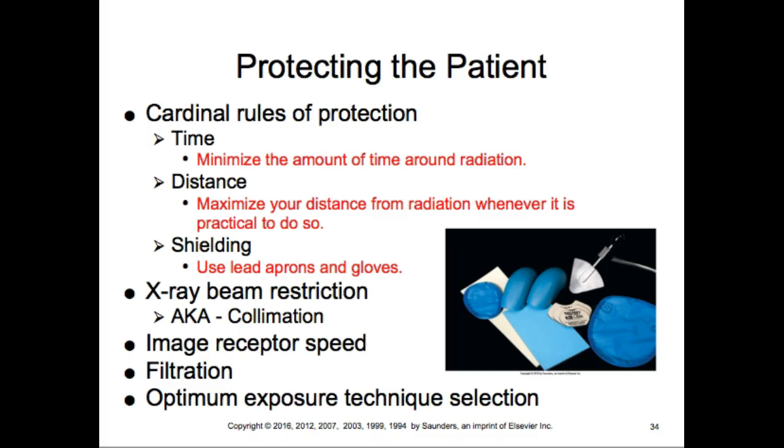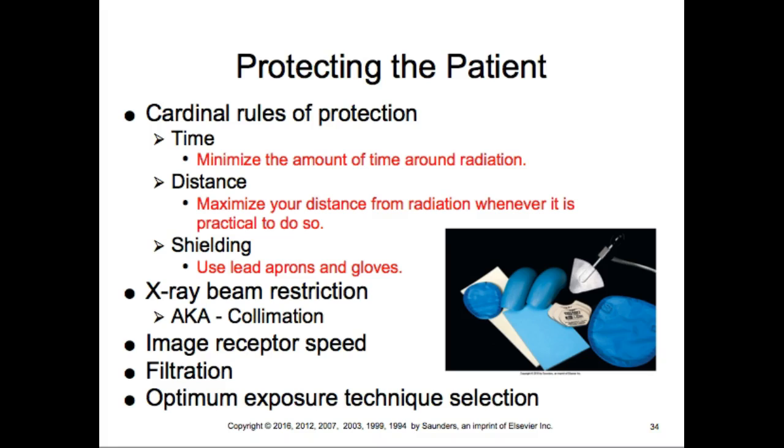All right, so protecting the patient. The cardinal rules for protection: time, distance, shielding. So you always want to minimize the amount of time around radiation. Your distance, you want to maximize your distance from radiation wherever it is practical to do so. So you're going to do this for the patient and for yourself. Shielding, use lead aprons and gloves for the patient and yourself. X-ray beam restriction, aka collimation, so that protects the patient and protects you from the scatter.